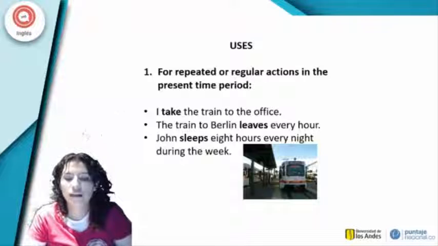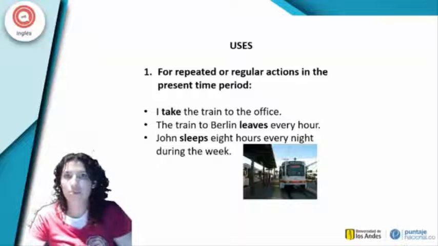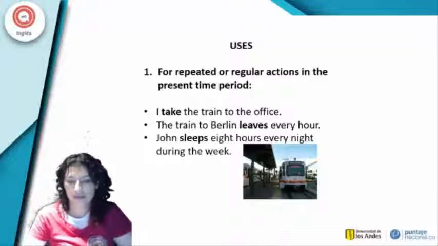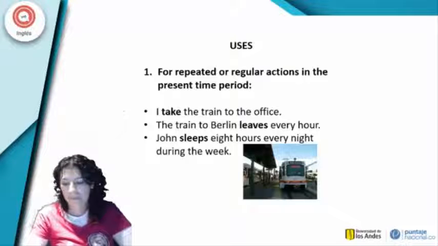The train to Berlin leaves every hour. You see, it is a regular thing, a repeated thing. John sleeps 8 hours every night during the week. So it is a repeated or a regular action, okay?